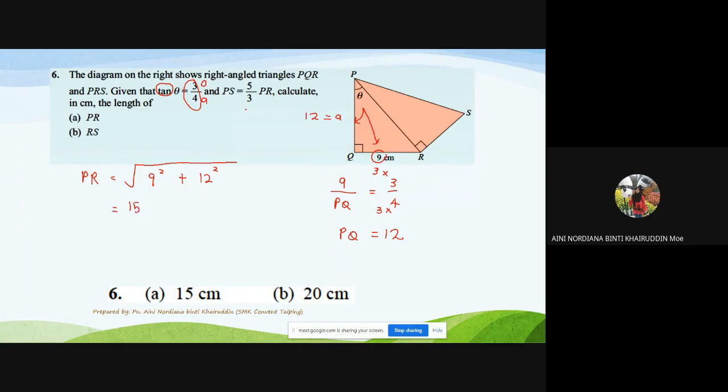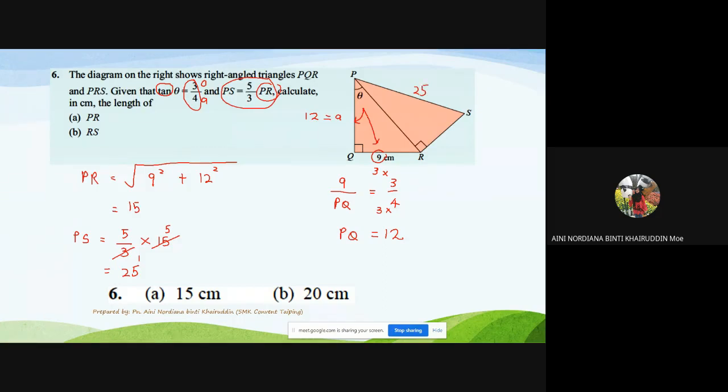Okay, for RS, given that PS equals 5 over 3 PR, you can calculate PS. PS is 5 over 3 PR. PR just now is 15. So times 15, simplify like this, 25. So PS is 25.